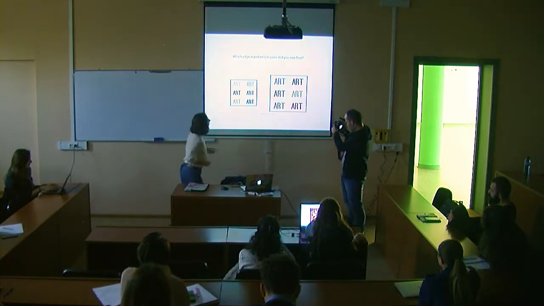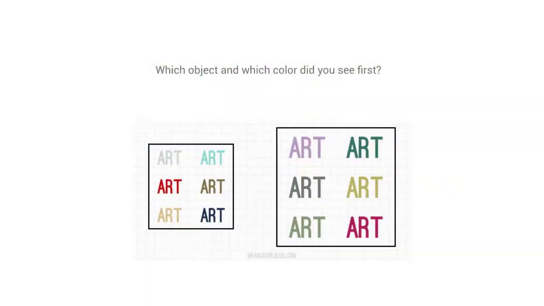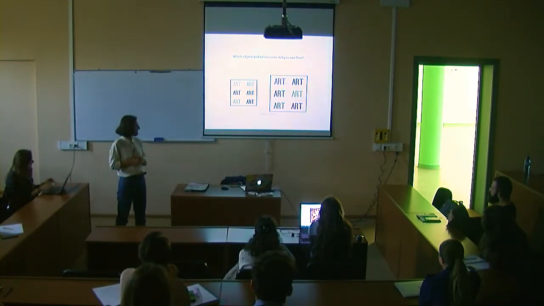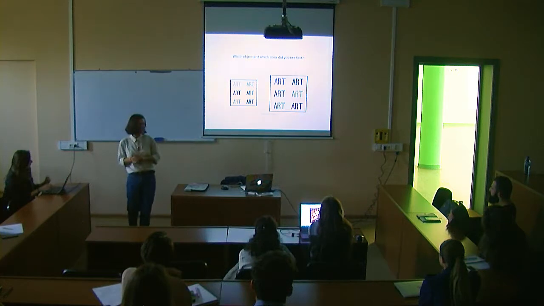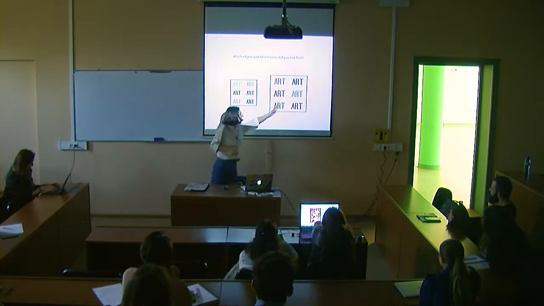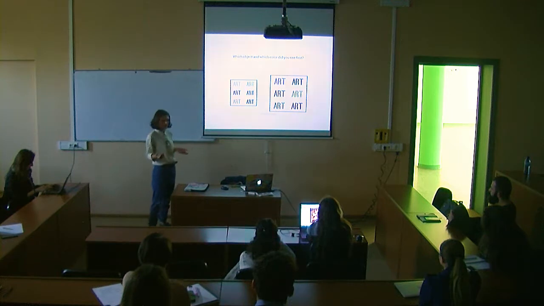So which object do you see first? Like which box? The big one. And which color? Purple. The first group said purple. Sometimes they think differently, I don't know why, but the bigger and brighter things are, the sooner we see them.